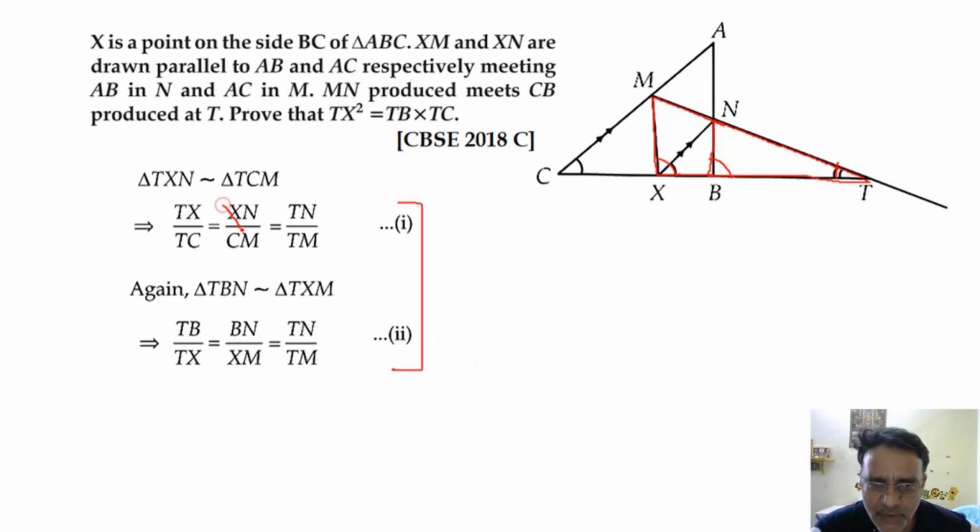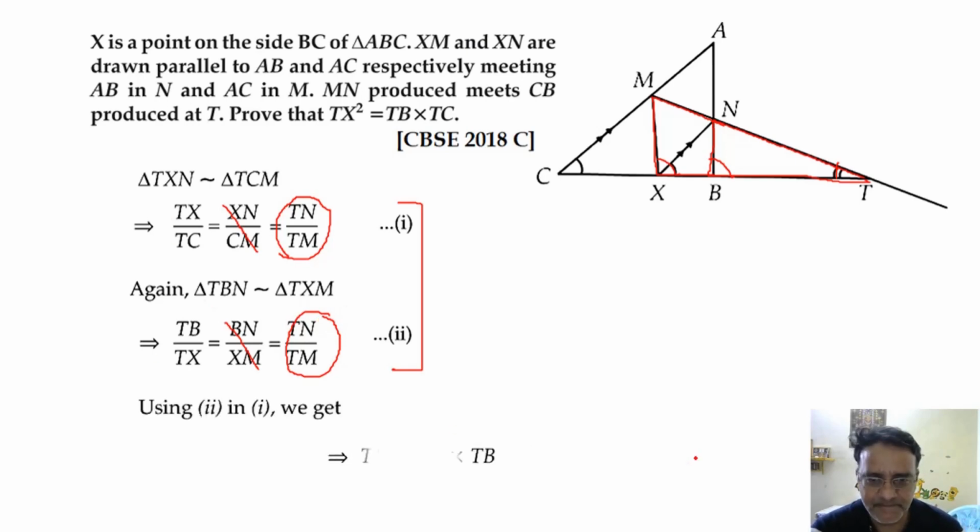If you want to skip the middle one, that is fine, because only these two are required. These two are required. Even if you don't write these two, it will work. Okay. Now in equations 1 and 2, the right hand side is the same for both the triangles, so the left hand sides are equal. So TB upon TX is equal to TX upon TC. Now if you cross multiply, you will get the answer.